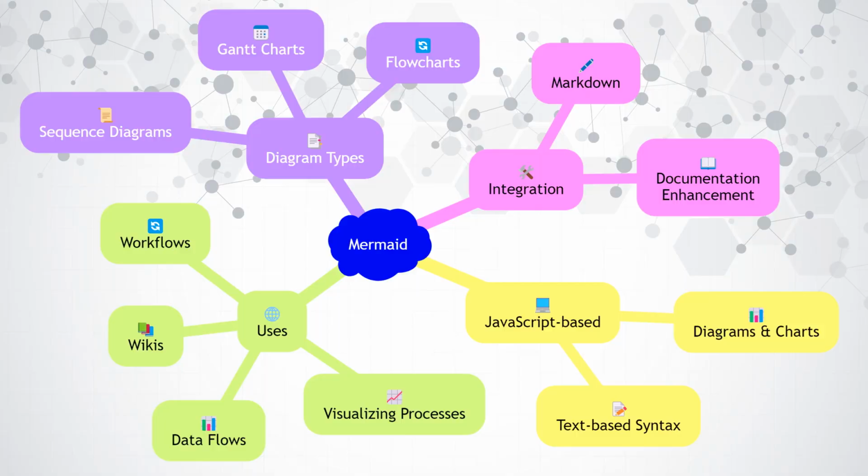Mermaid is a JavaScript-based diagramming and charting tool that uses text-based syntax to create diagrams. It is particularly useful in wikis for visualizing processes, workflows, and data flows. Mermaid supports various types of diagrams, including flowcharts, sequence diagrams, and Gantt charts. Its integration with Markdown makes it a powerful tool for enhancing your documentation.